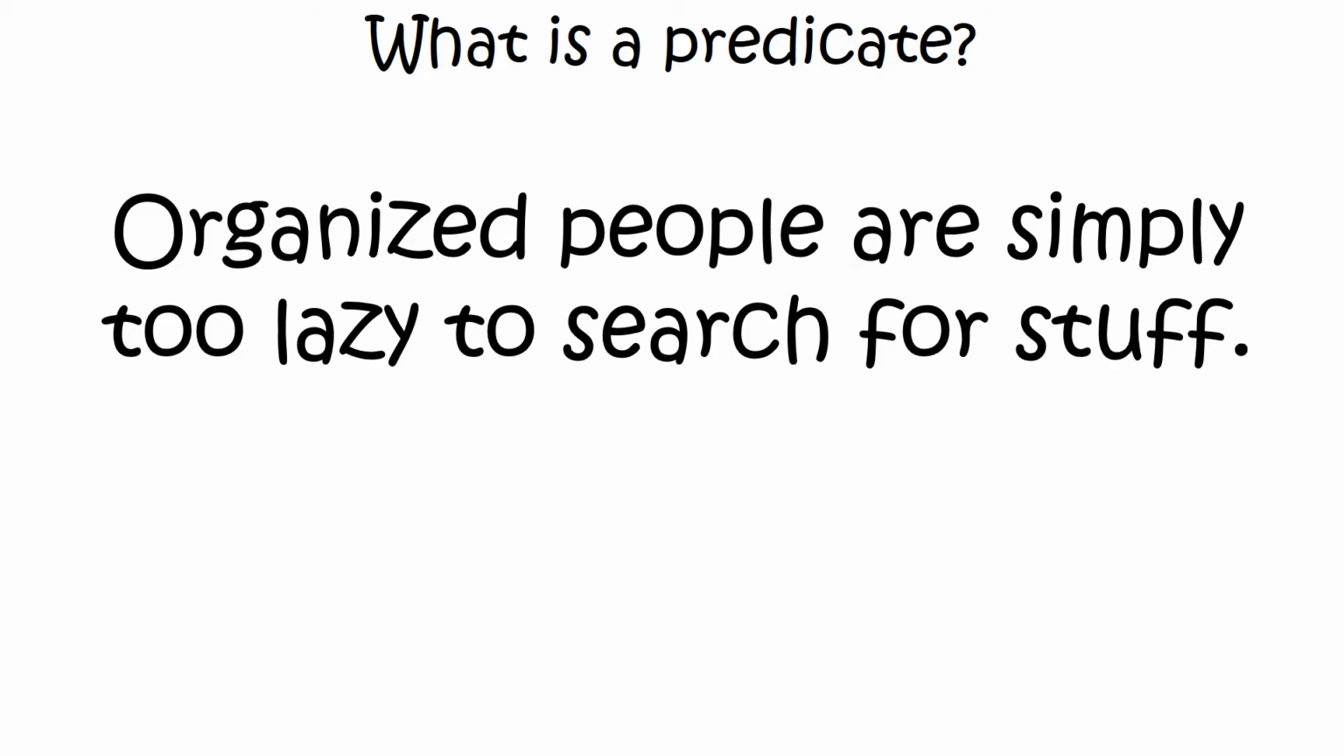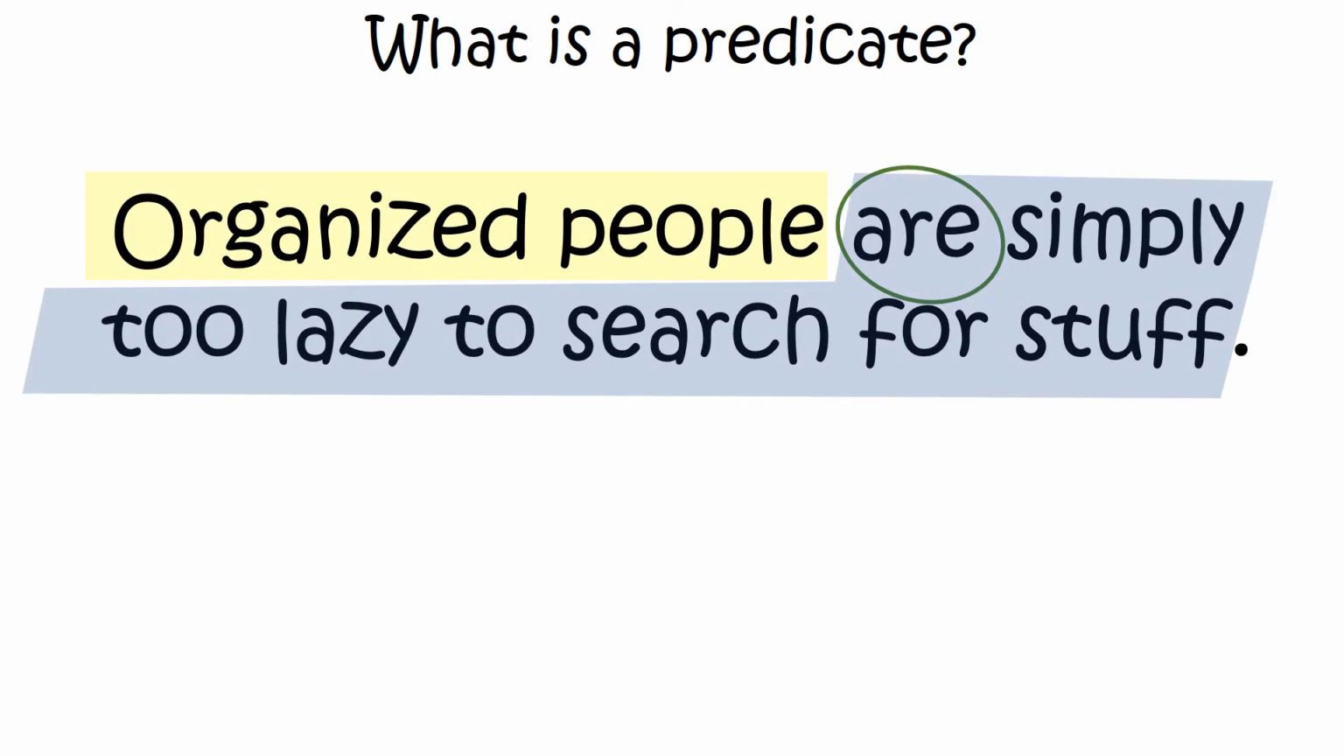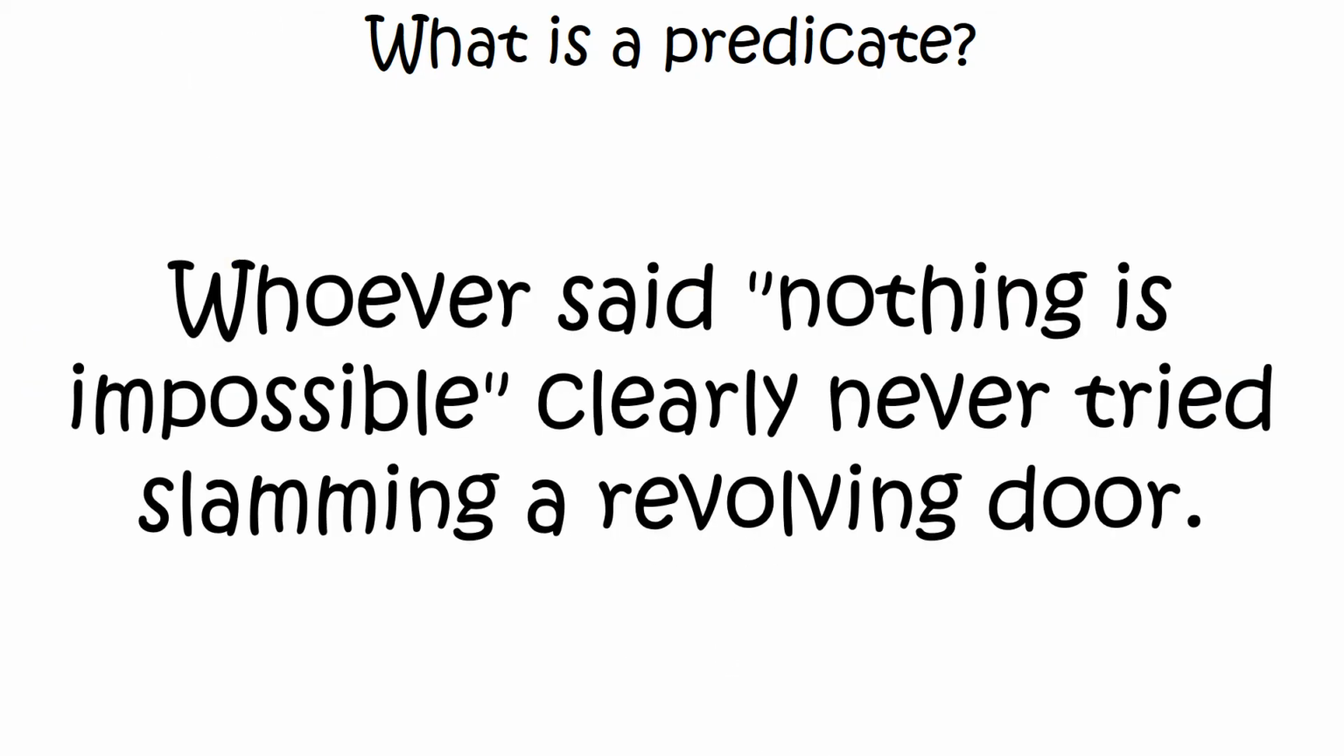In the examples so far, all the subjects have been single words. Well, clearly that's not always the case. So look at this example. There's our verb. The subject is organized people. The bit in blue, the predicate, tells us something about organized people. Yellow, subject, blue, predicate.